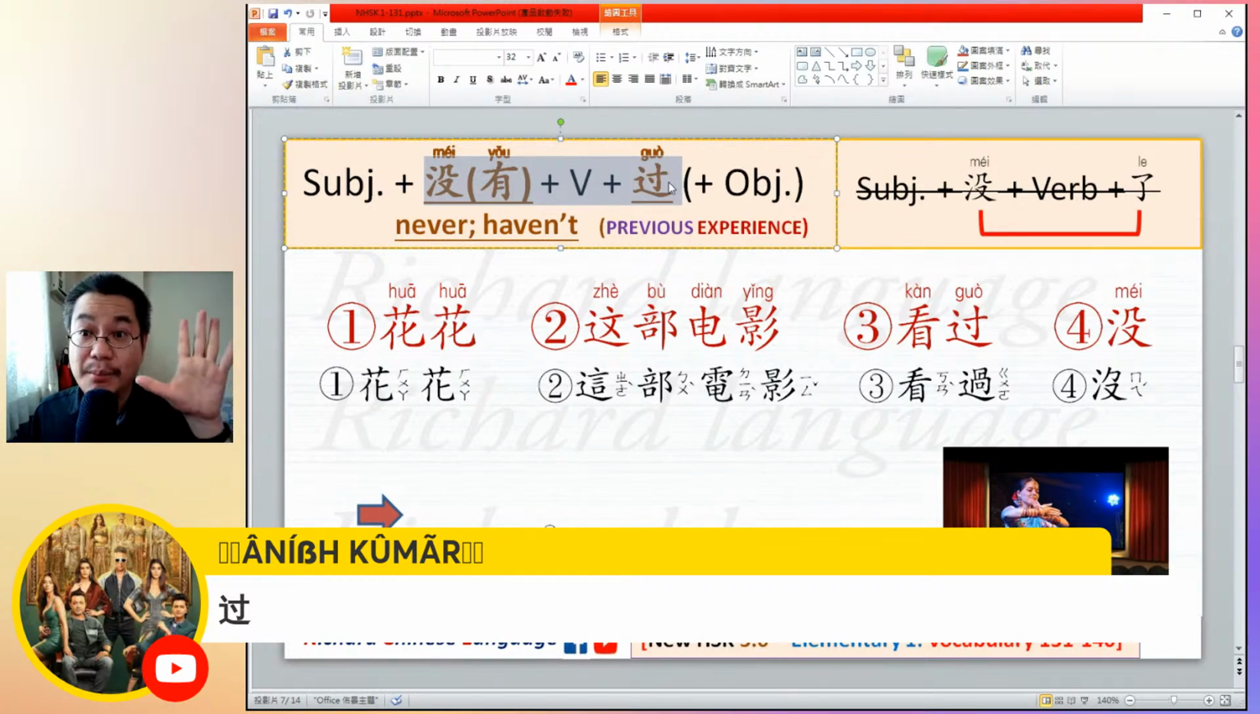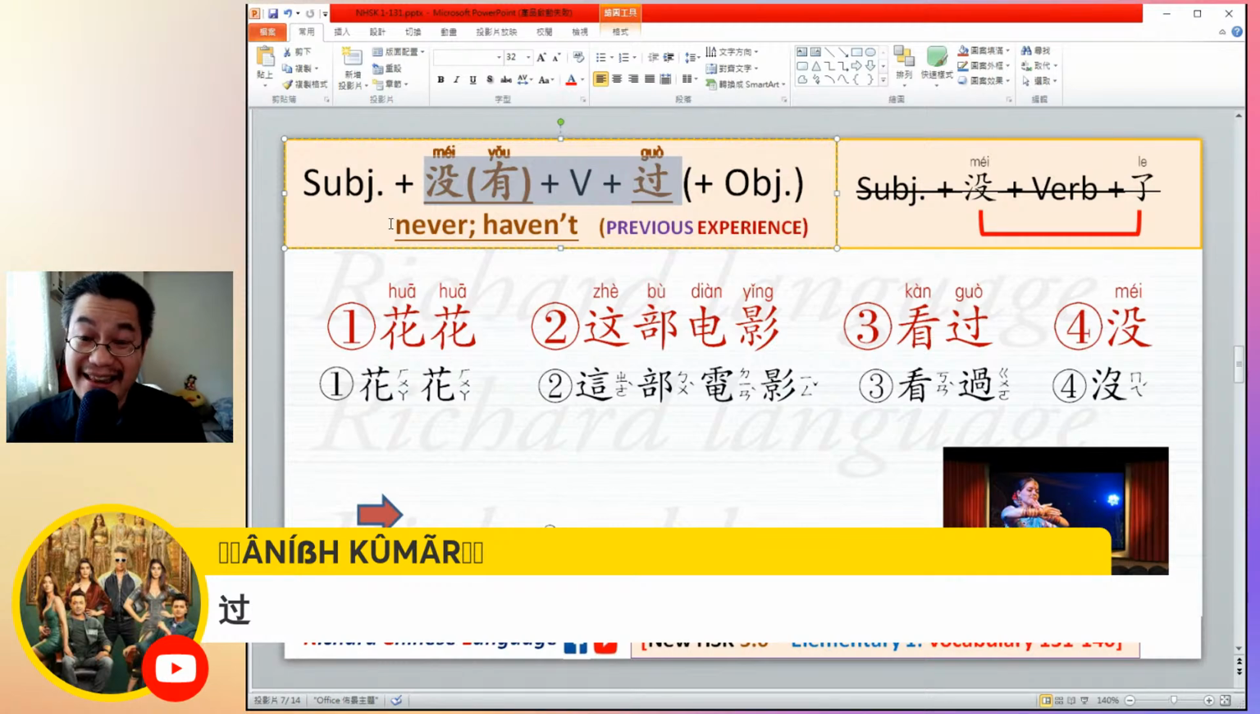Never ever say 不 verb 过. We always say 没 or 没有. You can say 没有. Either one is okay. 没 verb 过. Keep it in mind, please. Okay, so that's the key point.